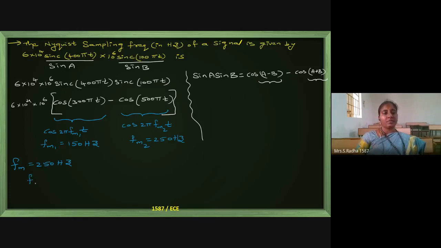Now Nyquist frequency or Nyquist rate is 2 times fm, so it becomes 500 Hertz, and the Nyquist interval is 1 divided by fs. You can also simplify 1 divided by 500. It will be 0.002 seconds, otherwise can be written as 2 milliseconds.